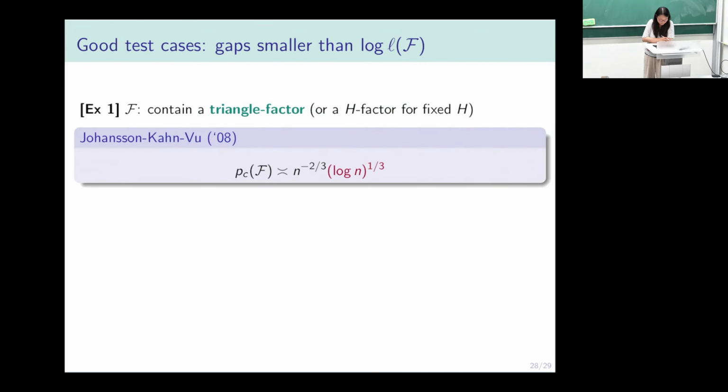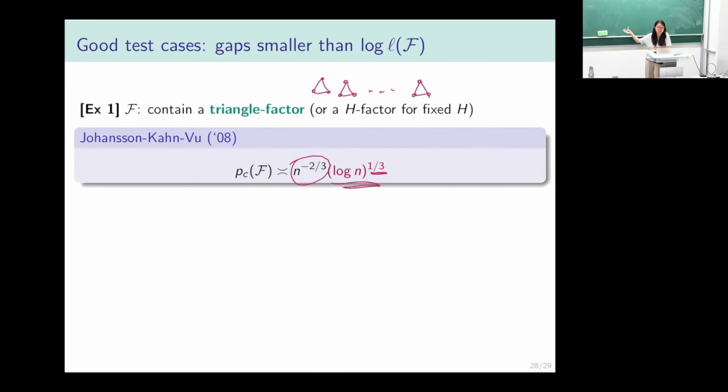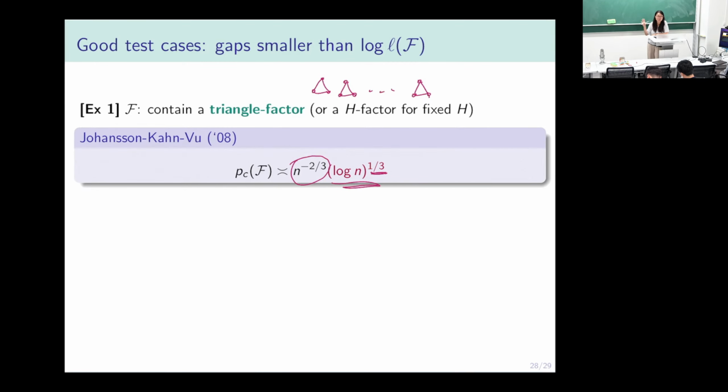Another example is this. Here, f is to contain a triangle factor, where a triangle factor means we have disjoint triangles that cover all of the vertices. In this case, the expectation threshold is n to the negative 2/3, and the actual threshold is this. So we have this strange fractional exponent. Of course, this is also not implied by the Kahn-Kalai conjecture. For this one, we don't know how to do it using our argument. So that's one thing we are trying now.